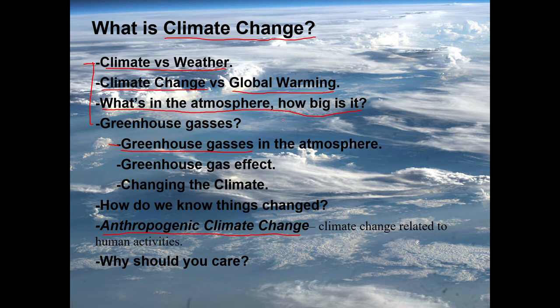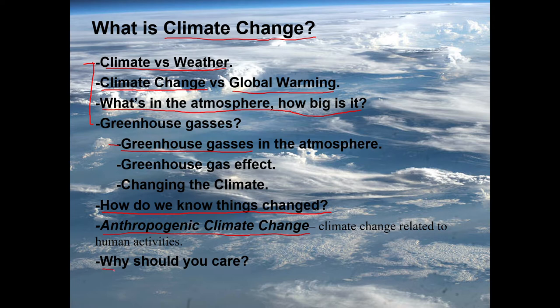Then we'll get into greenhouse gases. What's the greenhouse gas effect? How does that have to do with changing the climate? How do we know things have changed? This is something we've hopped around the entire semester when we talk about geologic time. You guys know now that there have been changes, and you can see evidence for yourselves in the rocks of those changes. I'll get into anthropogenic climate change, which is human-induced climate change, basically what's going on today.